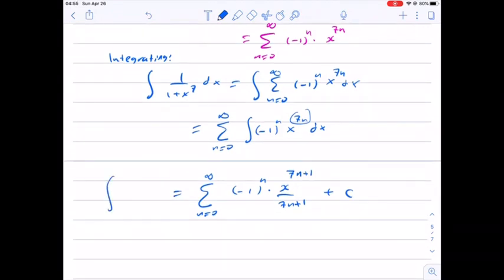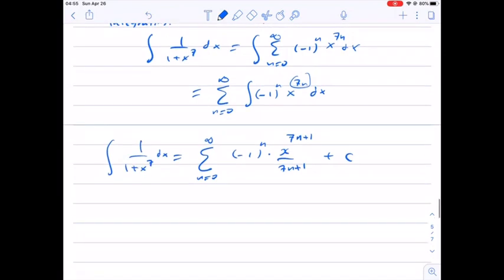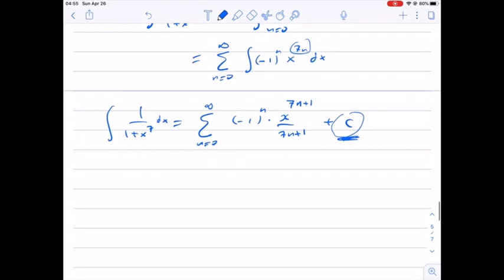So this is the integral of 1 over 1 plus x to the 7 dx. This is the representation of this integral. And since we still have c here, we don't want to substitute some value of x, just find the integral. This is the integral, because when we find an indefinite integral, we usually have some constant added to the integral. That constant is called the constant of integration.